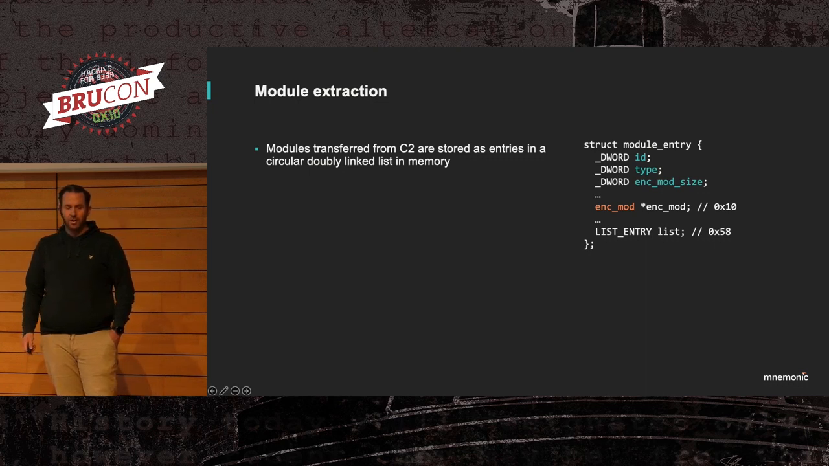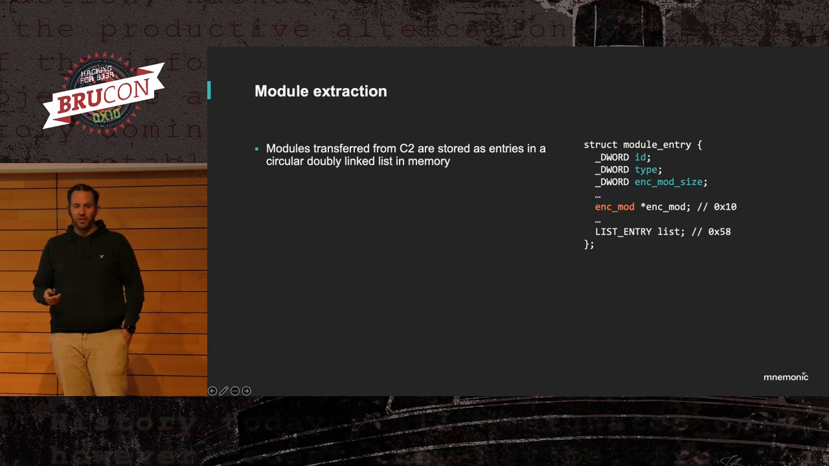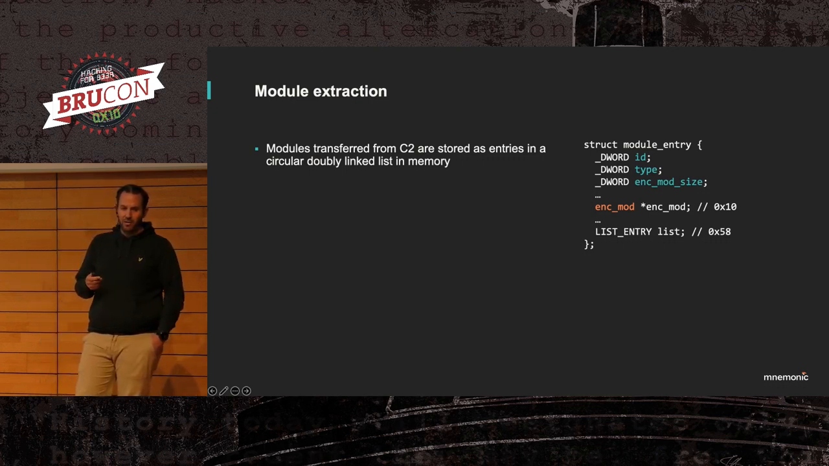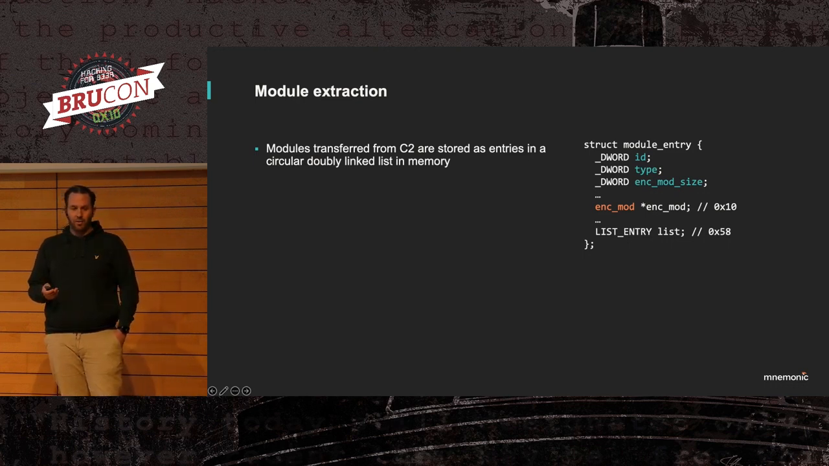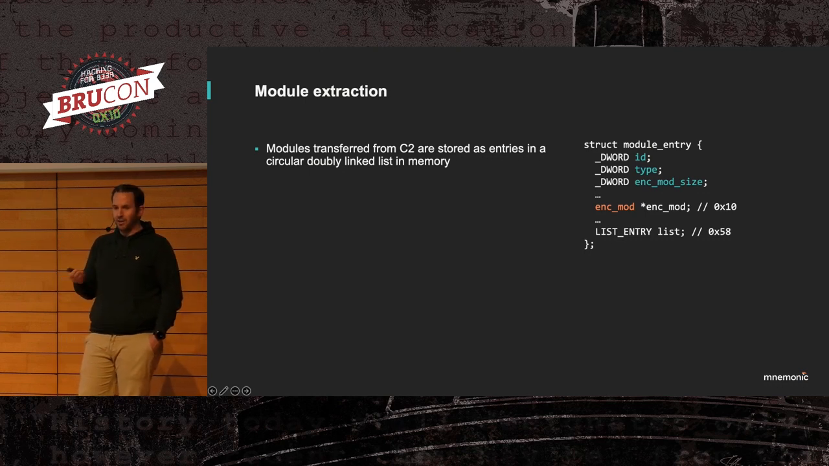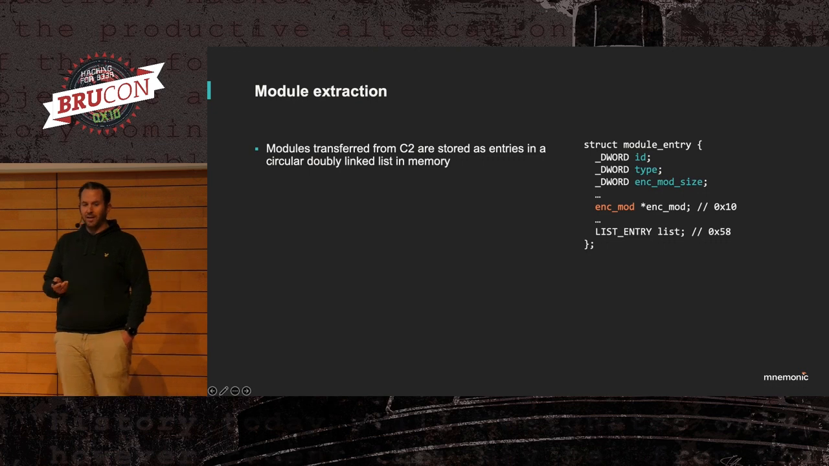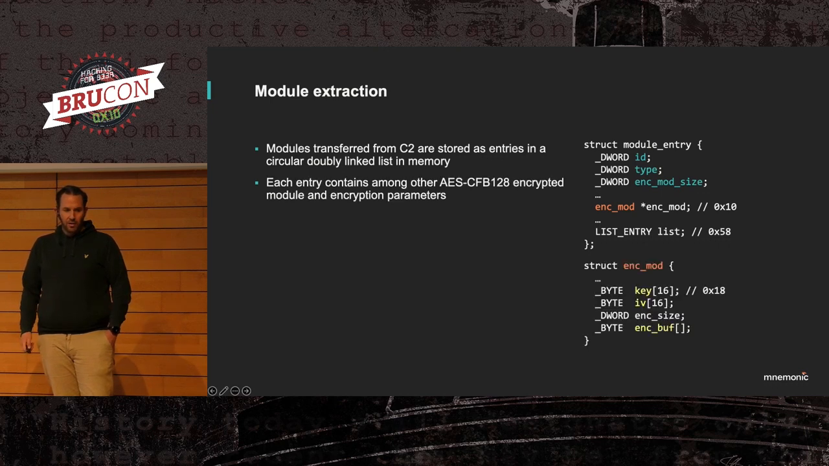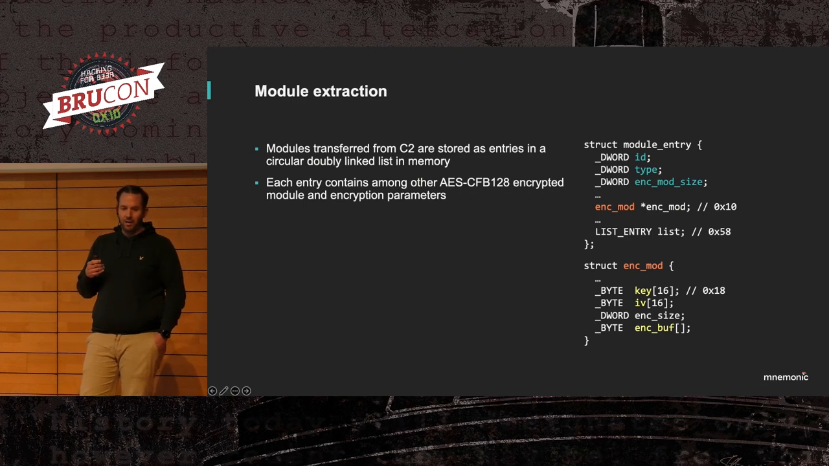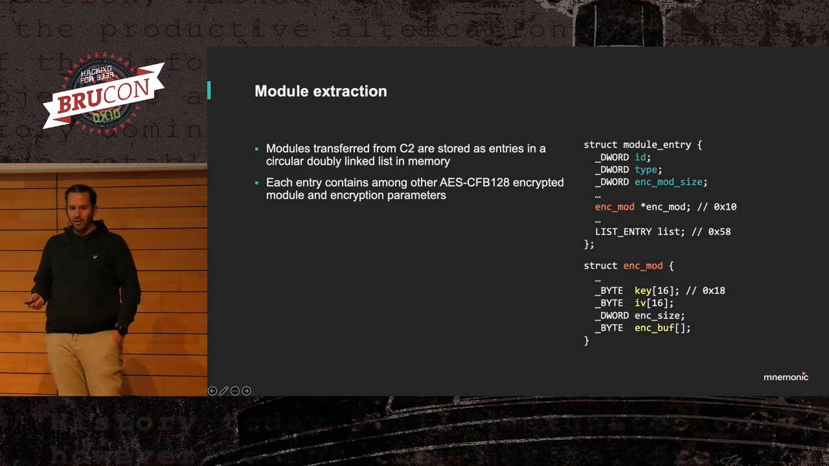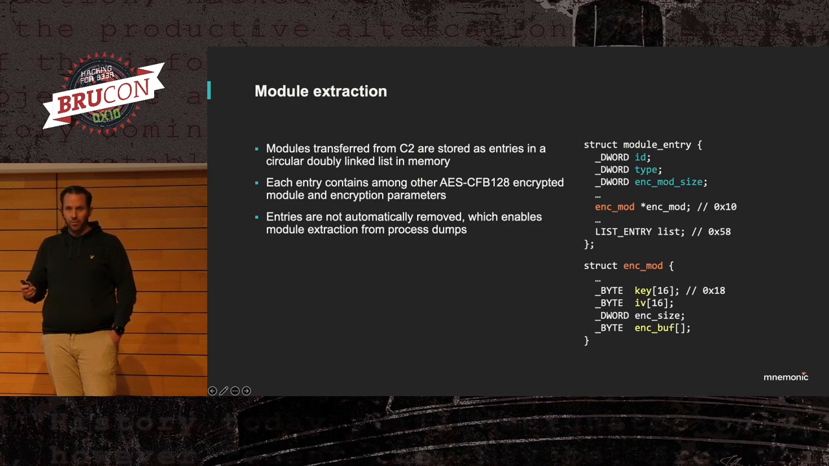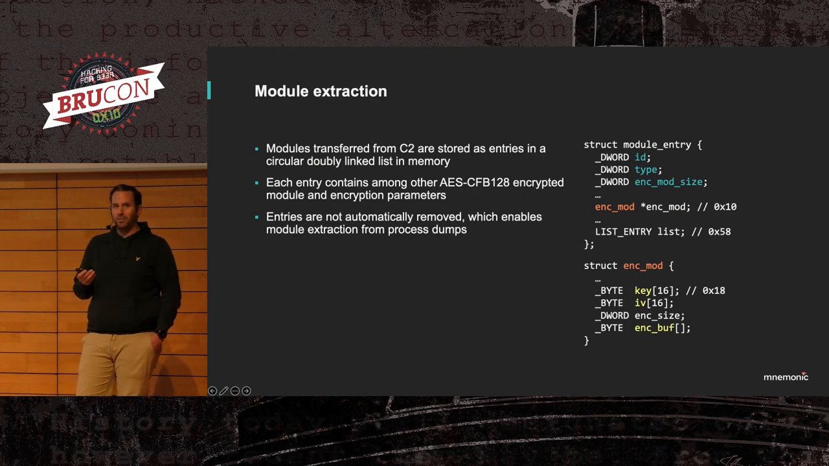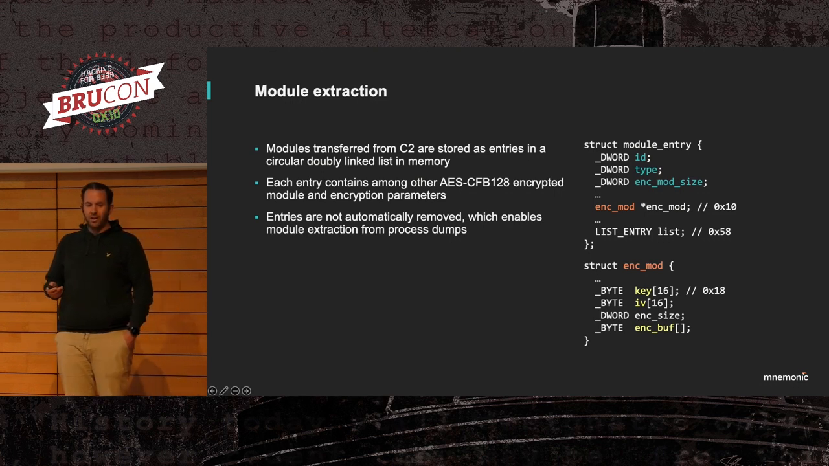So to extract the modules, from our analysis, we learned that the modules were stored in process memory in a circular doubly linked list with this structure. You have an ID, a type, the size of the module, a pointer to the encrypted version of the module, and then a pointer to the next module in the list. The encrypted module structure contains key material, the size, and the actual encrypted module. When a module has been loaded on an affected machine, it is not automatically removed unless you ask the backdoor to remove it, which made us able to extract it from process dumps.